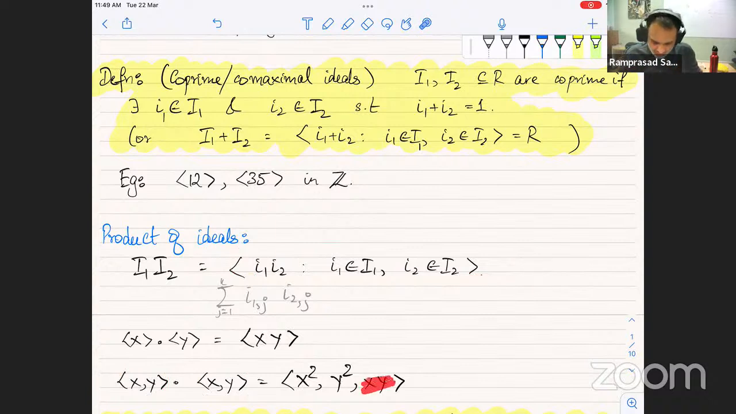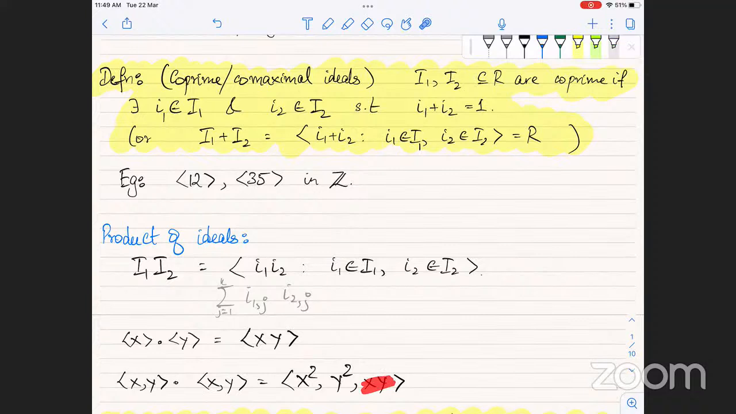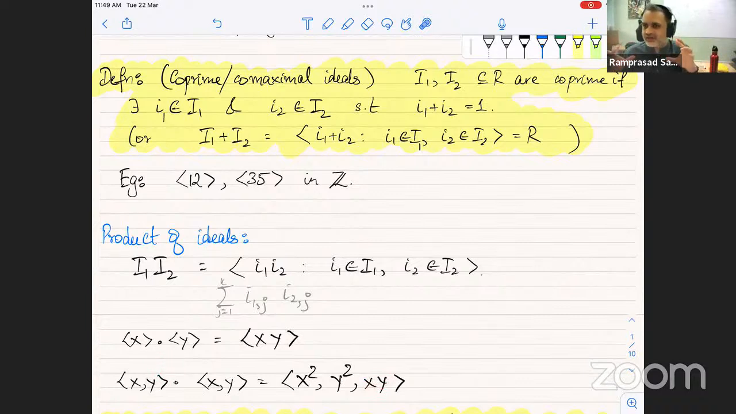If you had not taken xy and had just taken x squared and y squared, there is no way for you to generate xy. Right. So one needs to be a little careful. When someone writes the ideal generated by x and y squared, it's not saying that it is x squared and y squared. There may be these cross terms that you might have to consider. That's the only thing I wanted to point out at this point.